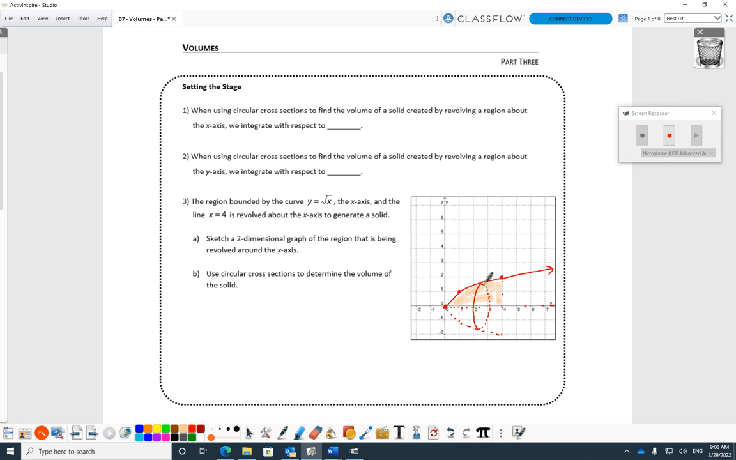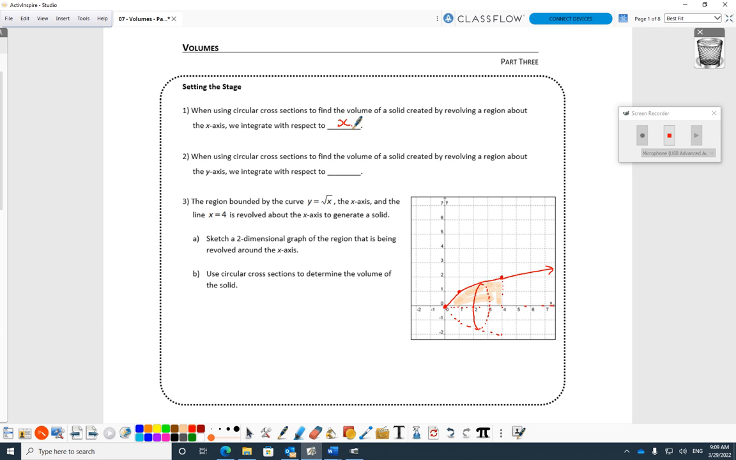Get the graph on the page. Draw a representative circle so you can see what's going on. And now I'm ready to answer question one. When using circular cross-sections to find the volume of a solid created by revolving the region around the x-axis, we integrate with respect to, we're going this way across, the circles are this way, we integrate with respect to x. I think your textbook acts like you should memorize these. And I don't know. It's a lot to memorize, and it's easy to mess yourself up when you just rely on memorization. I would have put this question afterwards, but it does help in what's coming in the lesson.